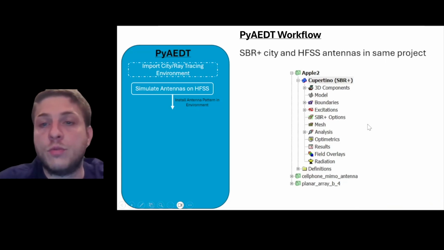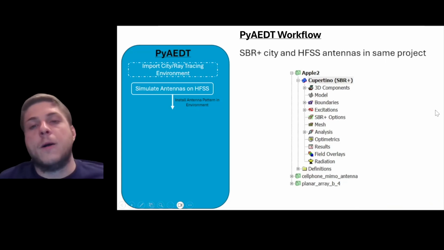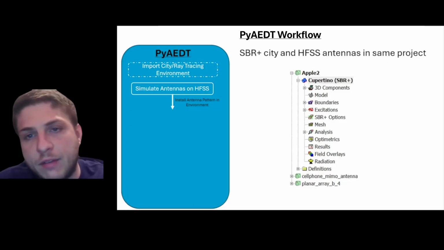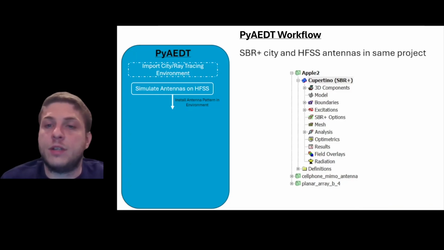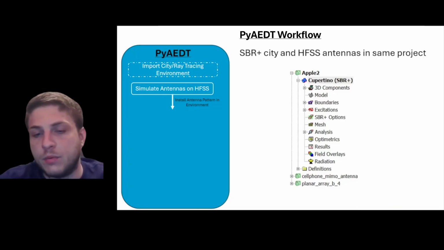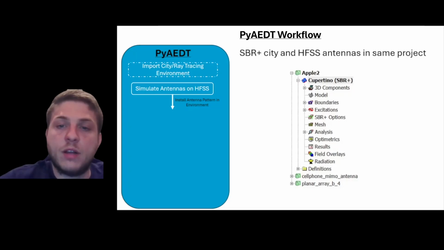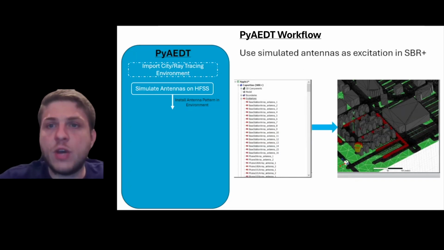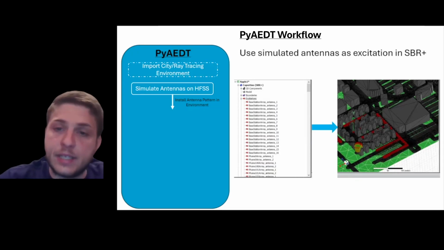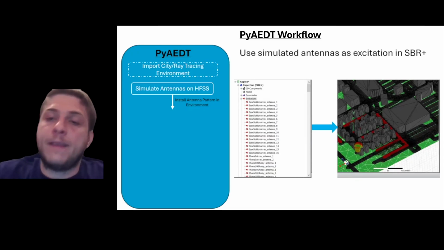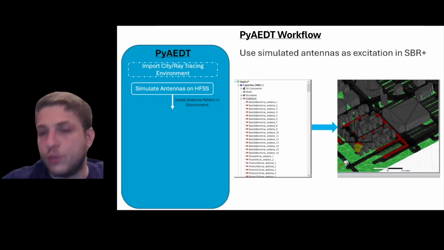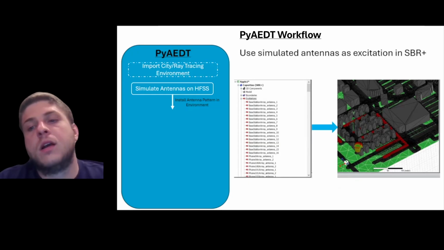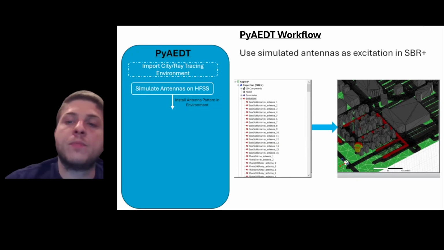So here's the model tree. Just demonstrating that in PyAEDT and in HFSS, you can have all the three projects together. You have the Cupertino SBR Plus project, which is the ray tracing project. You have the cell phone MIMO antenna project. And then you have the planar array, which is a wideband slot array project, all in one place. Now you have to use the simulated antennas as excitations in the SBR. So in total, you would have 16 excitations for the 16 antenna elements in the G node B, and you'd have 2 excitations per cell phone antenna, all in the SBR plus.